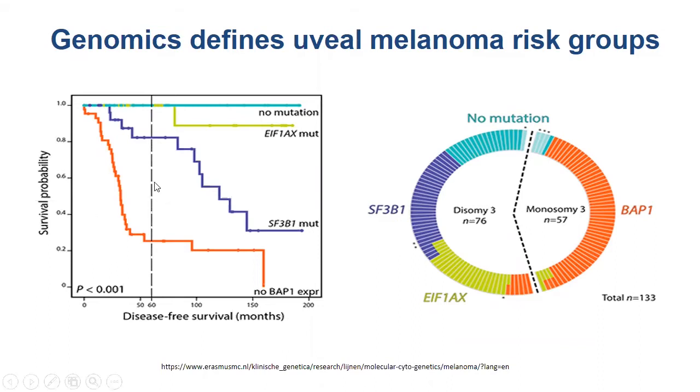So if you look at the top left curve here, the light blue line in the survival curve, this is the survival for tumors that have no mutations in any of the prognosis genes and no copy number changes. And these tumors have no long-term adverse outcomes. In contrast, if you look at the orange line here at the bottom, these are the tumors that have lost chromosome 3 and carry BAP1 mutations. And these are the ones that have the worst prognosis.